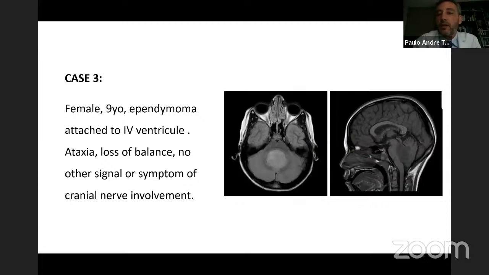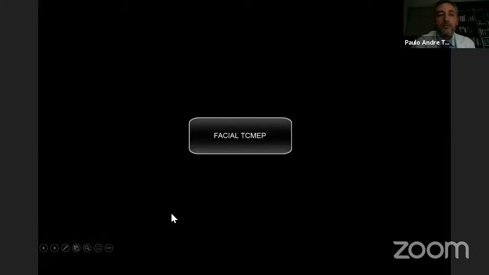After that, I decided to start doing the technique of stimulating continuously, and that I will show you in this next case, the last case, that we can do this continuously without disturbing the surgeon. It is a 9-year-old female with an ependymoma attached to the fourth ventricle. This is the image. Ataxia and loss of balance was the main complaint. No other sign or symptom of cranial nerve involvement.